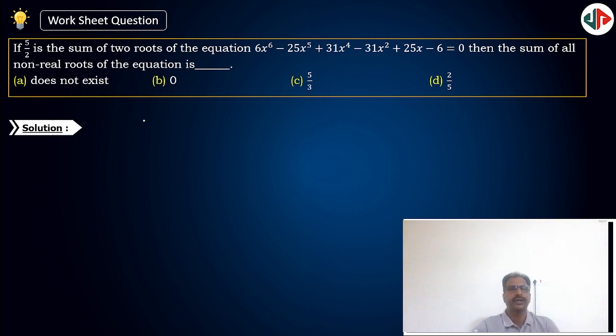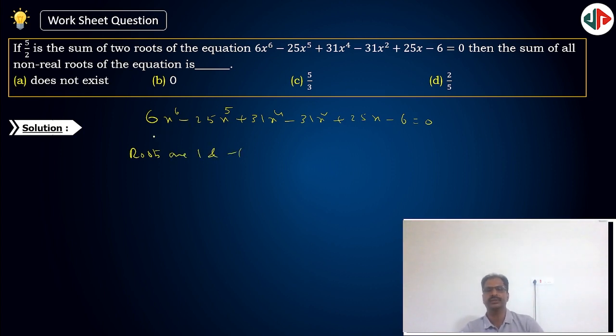If 5 by 2 is the sum of two roots of this equation, if you observe the given equation, it is a reciprocal equation of class 2 even degree, whose roots are 1 and minus 1. 1 satisfies the equation and minus 1 also satisfies.